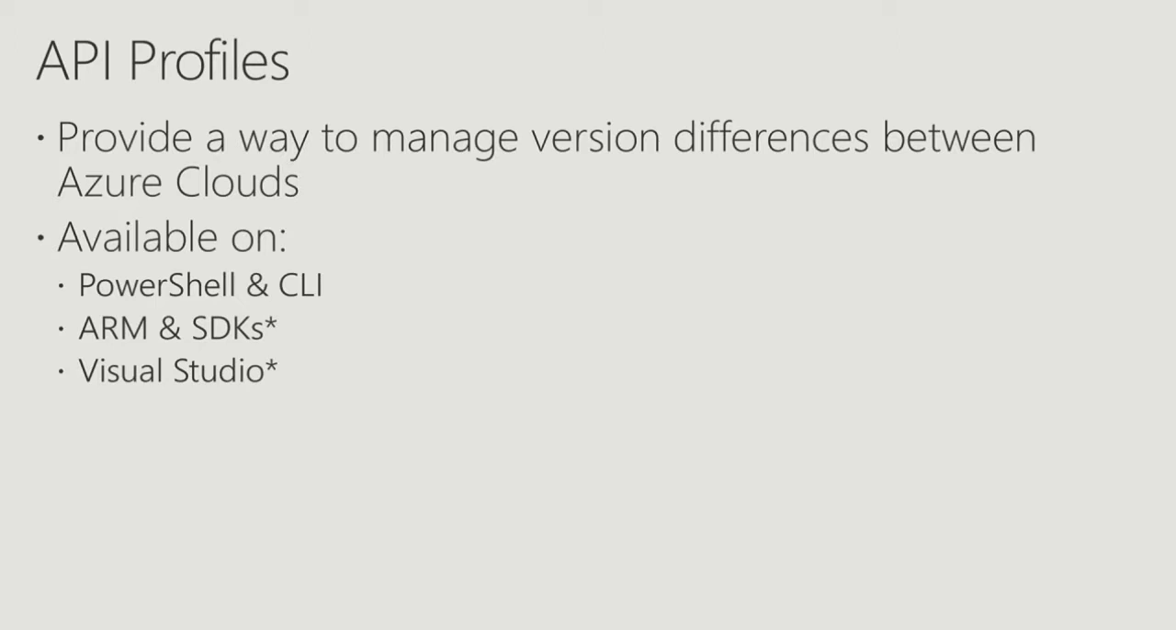API profiles is not a translator. Let's say that you are using the profile that is compatible with Azure Stack, which is 2017-03-09. And then on Microsoft.Compute, you are creating a VM. If you reference something that is not available in Azure Stack, like a managed disk, that's not part of that profile, and the verification of the template will fail. So even with profiles, you will still need to know which properties to use.